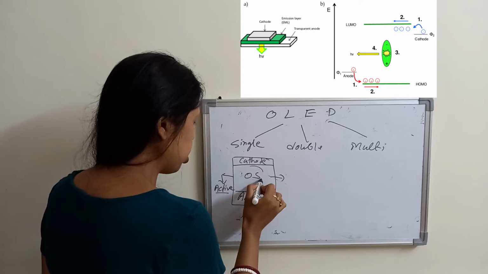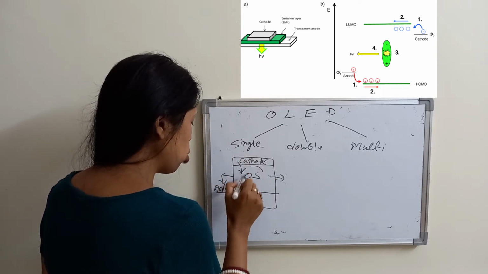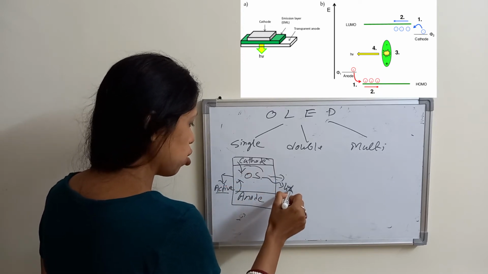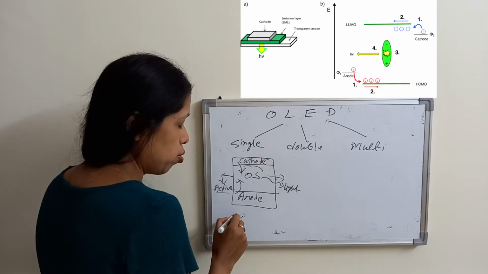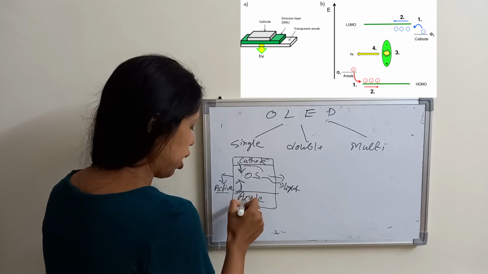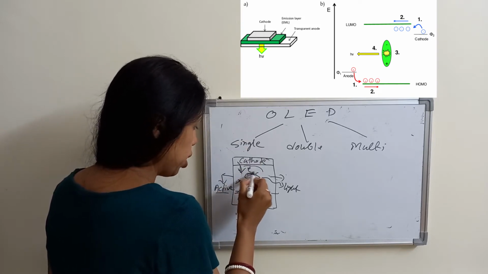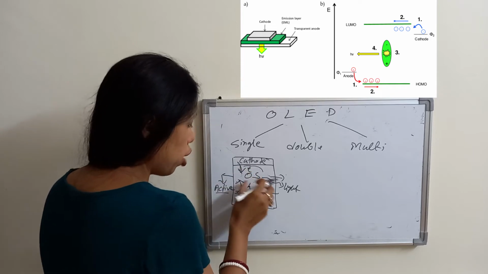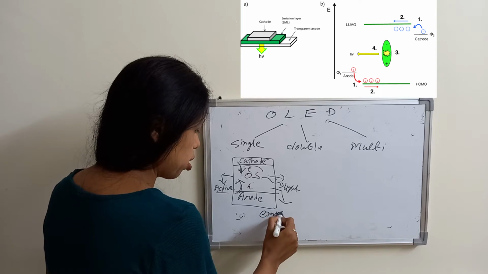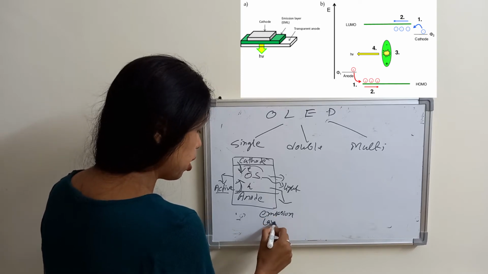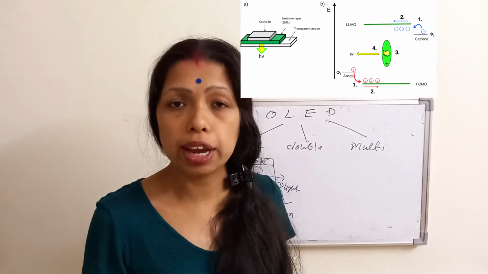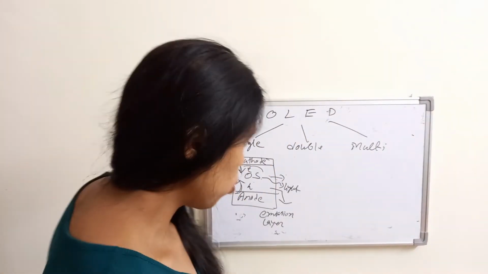The electron and hole will be injected inside this organic semiconductor layer, and that will emit light. In case of the single layer, the cathode will transfer electrons and the anode will transfer holes, and both will be recombined inside the organic semiconductor layer. That is also known as the emission layer or emissive layer, because here I am getting the light.